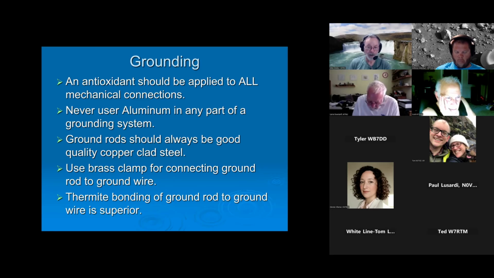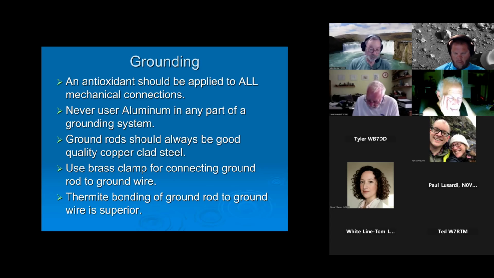So we know that towers have to be connected very, very well to a good ground. Never use aluminum in any part of a grounding system, because when you use aluminum in a grounding system, it will somehow end up failing and you end up with an open in that, and that's not good. Ground rod should always be good quality copper clad. Now, it's really hard to find a good grounding rod these days. Those darn steel-cored copper-clad rods have a very, very thin coating of copper on them.